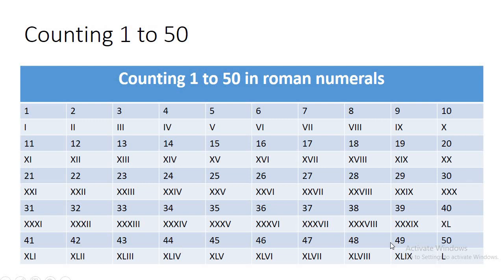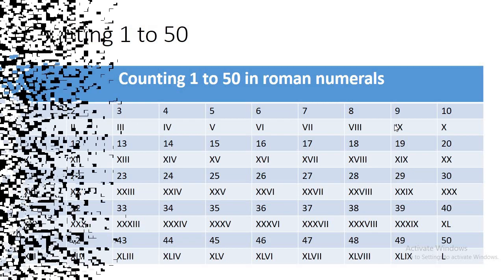So 41 to 49 has the same funda, you have to put XL before 1, 2, 3, 4, 5, 6, 7, 8 and 9 to get numbers from 41 to 49. And yes, we have a separate symbol L for 50, so we represent 50 by L. So you can also guess that from 51 to 59 we just have to do one thing, we have to put L in front of 1, 2, 3 up till 9.